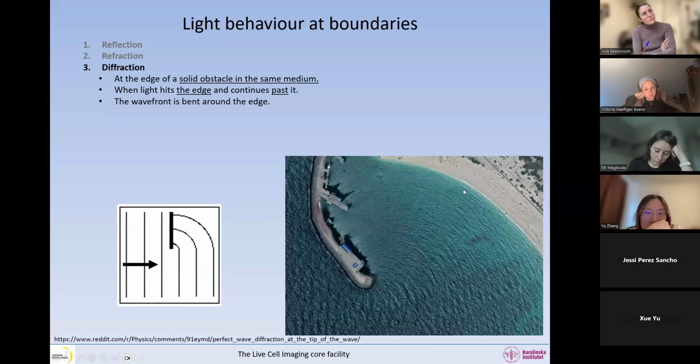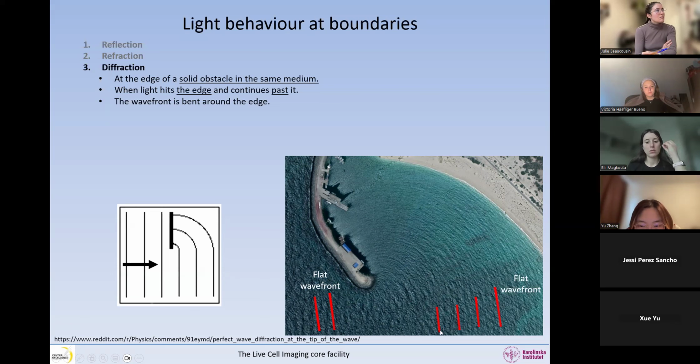This is exactly why we have beautiful round beaches, because we have obstacles on the side and that bends the wavefront of the waves. So you can see here we have a flat wavefront. If I show you, you can see the lines here. So this is a flat wavefront where the waves are parallel to each other. But then when they reach this, so here far away from the pier, they continue flat, parallel.